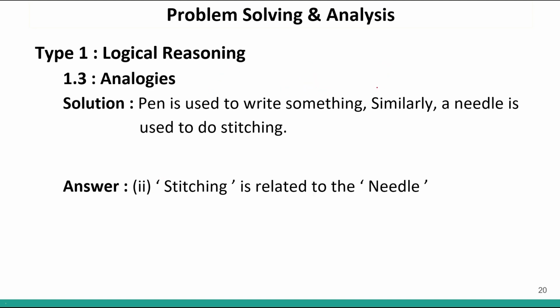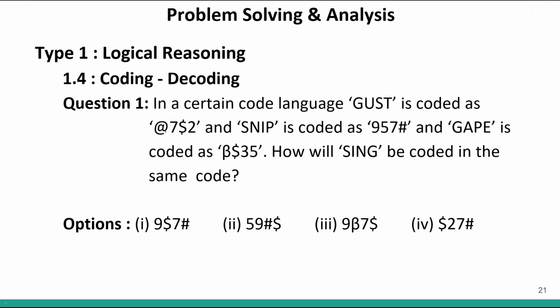Now, pen is used to write something. Similarly, a needle is used to stitch. Now, coding and decoding. In coding and decoding, this word is coded as these symbols, and we have to find how this word will be coded. In coding and decoding, we have done this in detail. We had an entire chapter.